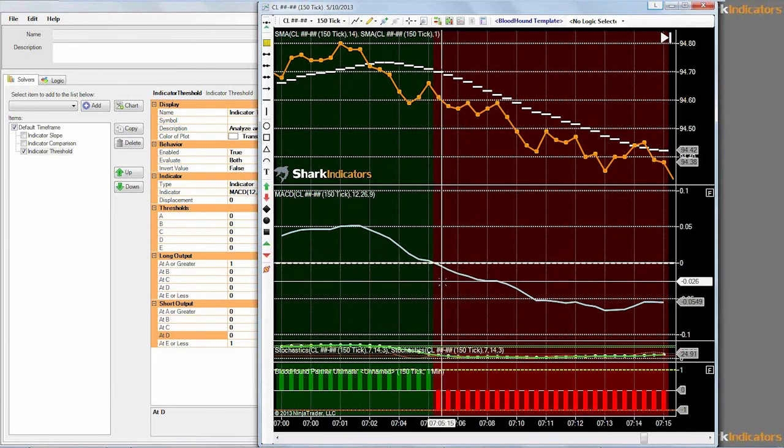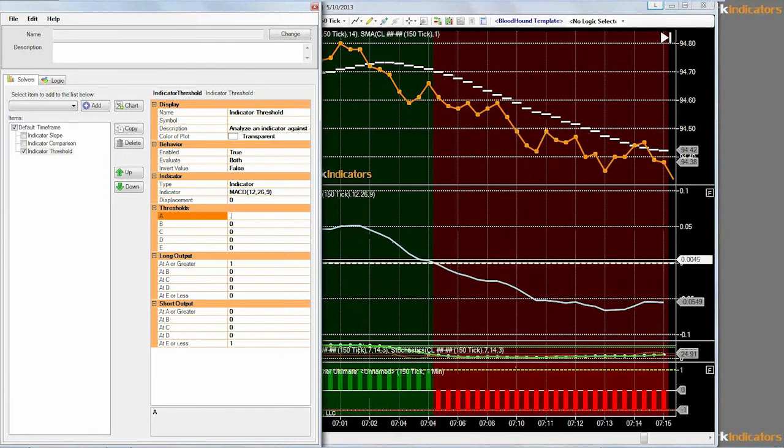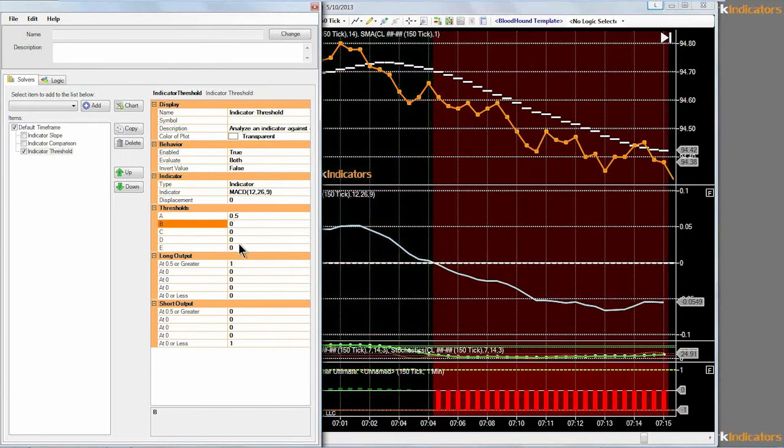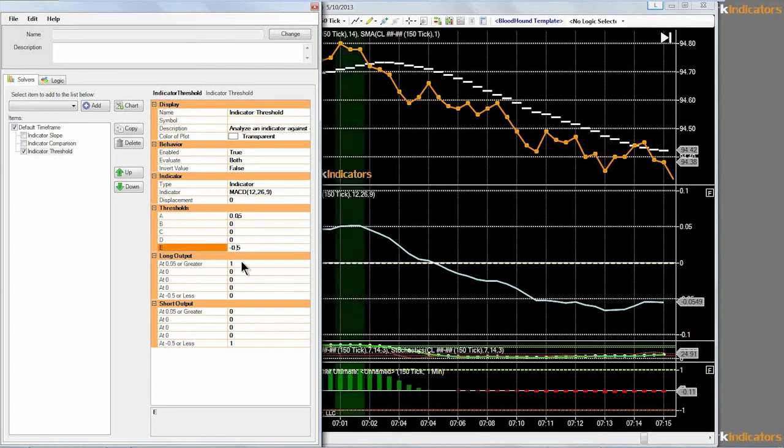So now if I want to get into a little more advanced use of this, I could be looking for when the MACD gets above 0.05 or below negative 0.05. So to do that, I could put 0.05 up in A, and then leave these middle ones set to 0, and down here, negative 0.05. And our output is already set correctly.